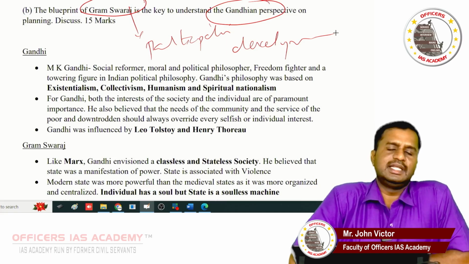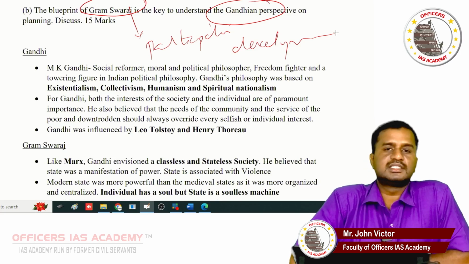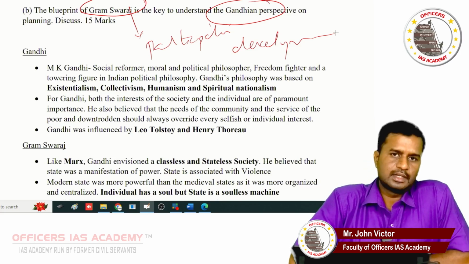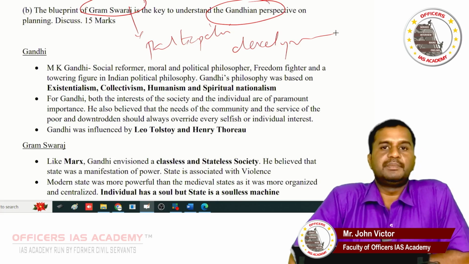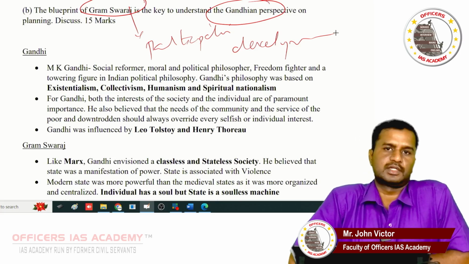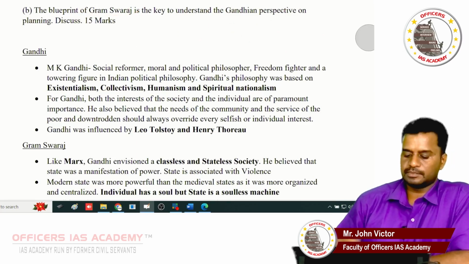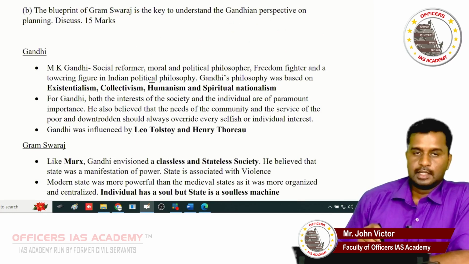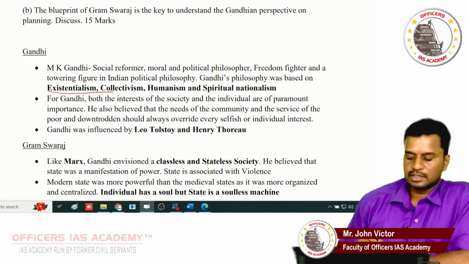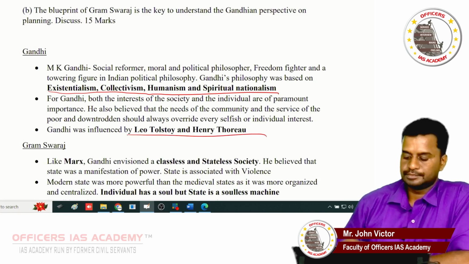He tells that state is needed till a particular period until we reach Ram Rajya. So till that stage, state is required, but this state is not based on a top-down approach. This is based on a bottom-up approach. This is called Gram Swaraj. So touch all these concepts. Then you can bring points from GS. Gandhi, existentialist, collectivist, humanist, and spiritual nationalist. He was influenced by Leo Tolstoy, Henry Thoreau.